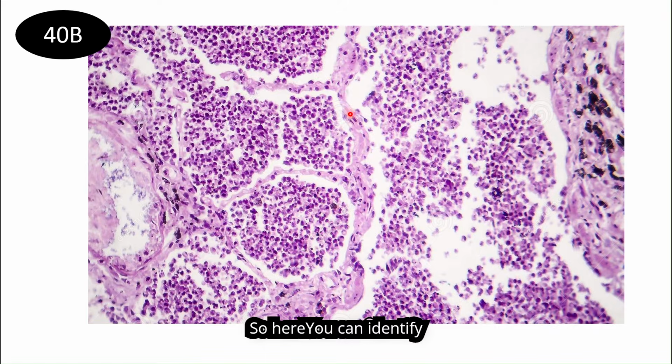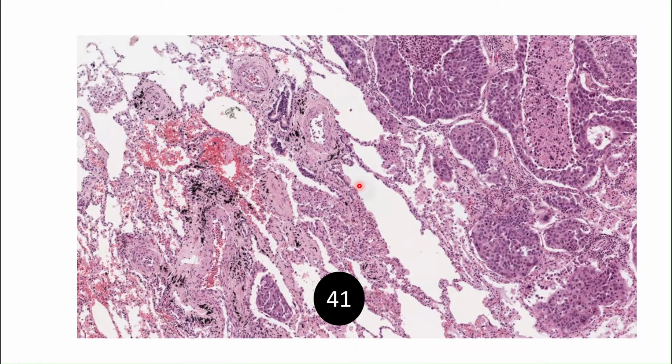So here you can identify alveoli. Identification mark is anthracotic pigment, and alveoli are filled with plenty of neutrophils. So recall, this is the stage 3, gray hepatization, and the slide showing lobar pneumonia with gray hepatization.